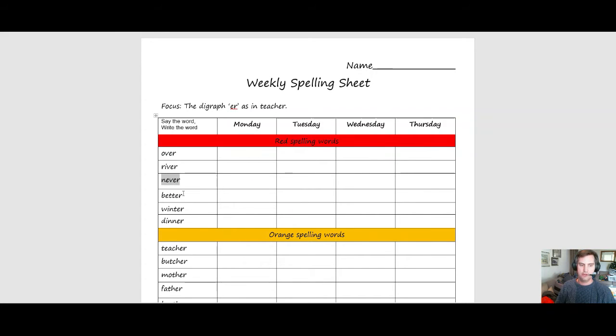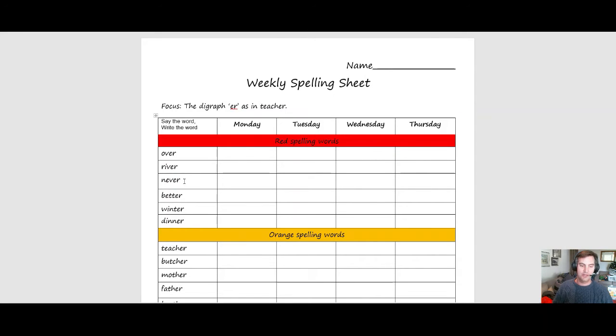Next word, never. Say the word never. All right, the word never is actually an adverb, it's a time, which is, there is no time. For example, I will never. I think that's pretty safe to say.